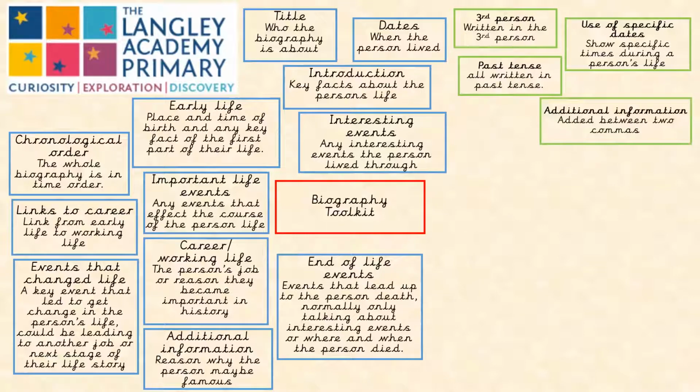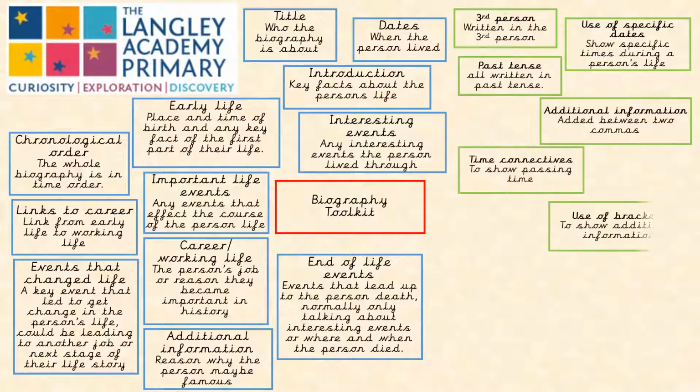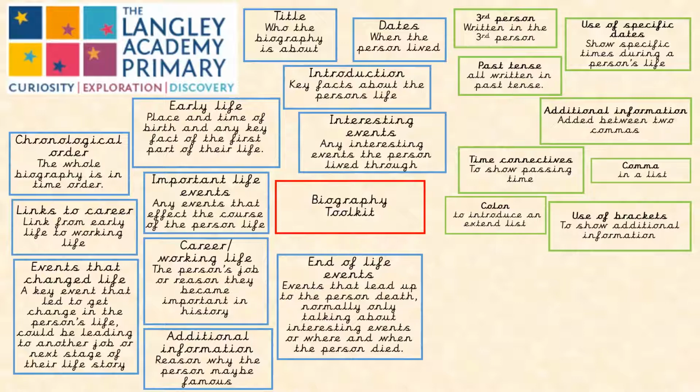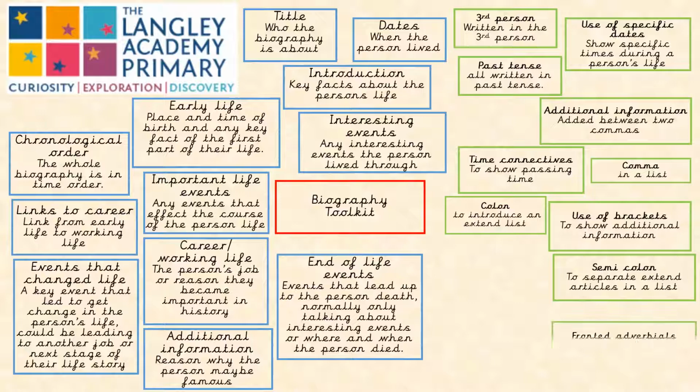You can have additional information between two commas. You can also have them between brackets as well, or hyphens. You should use time connectives, and this is a really useful way of showing the passing of time. It links again to chronological order and the chronology of the text. If you're going to use a list, use a colon, either with commas or semicolons. Commas in the case of short items, or semicolons when you've got extended items in a list.